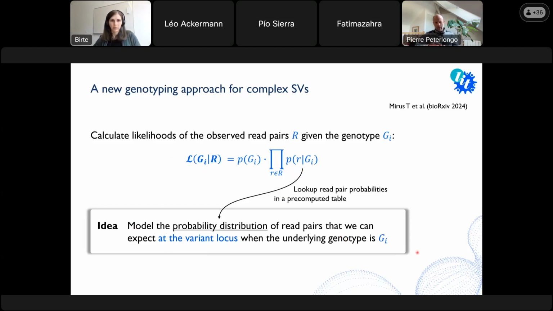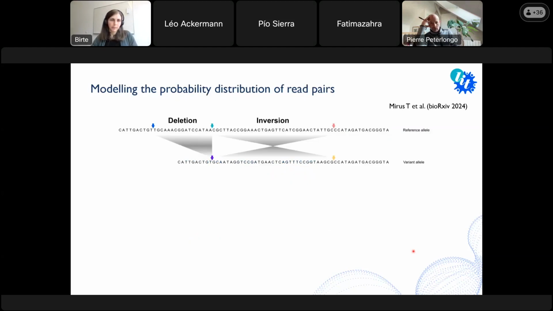But the tricky part is defining this probability distribution. And I'm going to show you how we do this over the following few slides. So here's an example. Again, this deletion inversion variant. Just a very small toy example this time with some sequence. Of course, in real structural variants, these pieces of sequence will be longer, and also in the following slides I will show some reads of length 3. This is of course a toy example.